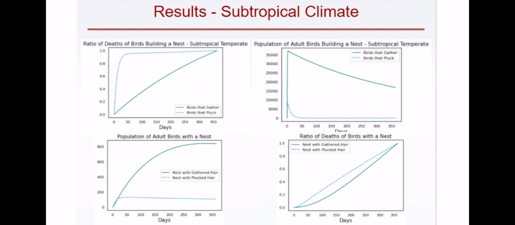and plucked hair and given the plucked hair an added benefit, which we think could be caused not just by temperature. Because of this added benefit, the ratio of deaths for plucked hair remains constant as the model goes on, whereas gathered hair dips and then increases throughout the model. The population of plucked-haired birds also remains pretty constant throughout the model, where gathered hair goes up and then it starts to come down near the end of it.